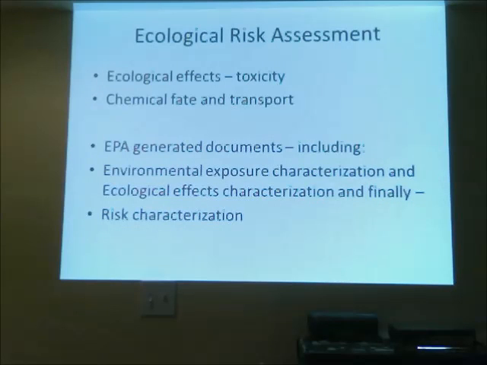Then the EPA has to do certain things before they're going to actually allow a new pesticide to be used, and there are certain documents that have to be generated, and these include things like environmental exposure characterization and ecological effects. So this is similar to what we already talked about that the manufacturer was going to have to do. But again, the EPA is going to be looking at this a little bit more closely. And the final thing is something known as risk characterization.